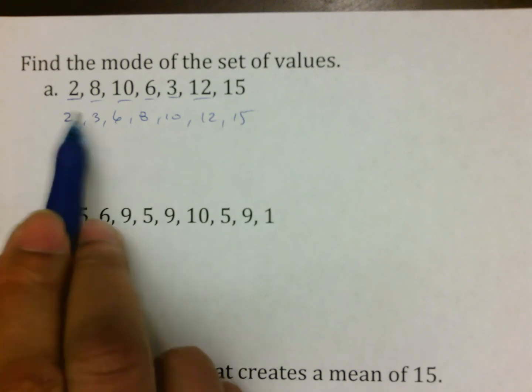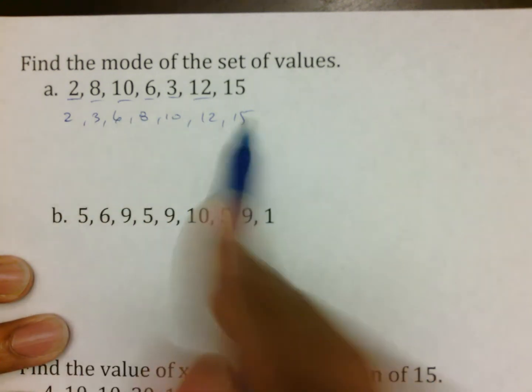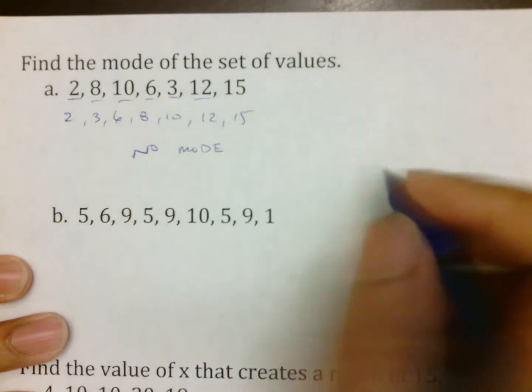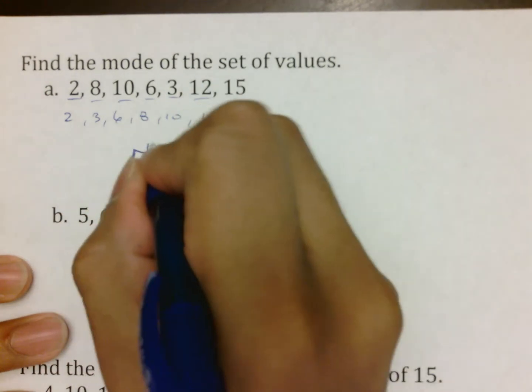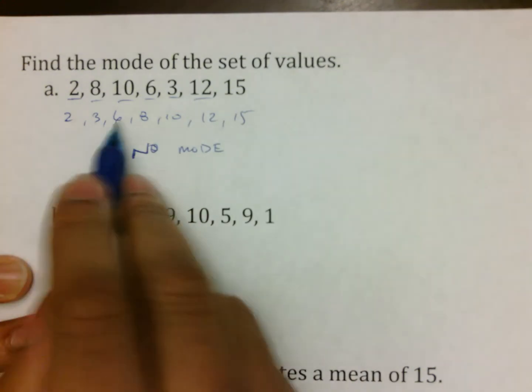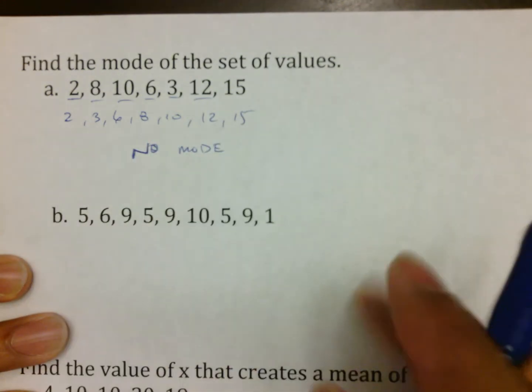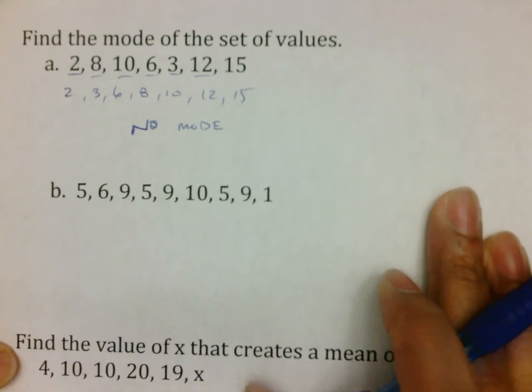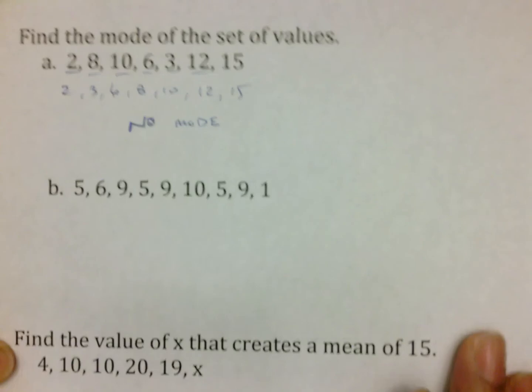And notice that everything here is only picked once, which means that there is no mode. So again, that's why you put the star by it, because in this case there is no mode. Since nobody was picked more than once, nobody wins. Nobody gets to be popular, nobody gets to be famous, whatever it might be. But again, nobody was picked more than once, so therefore there's no mode.